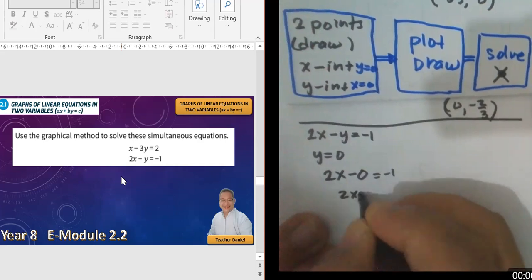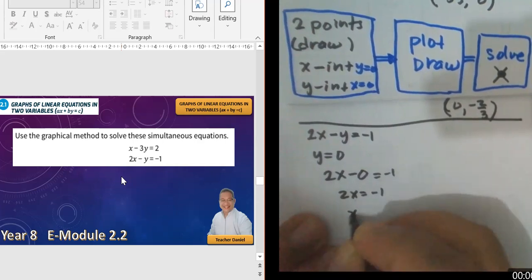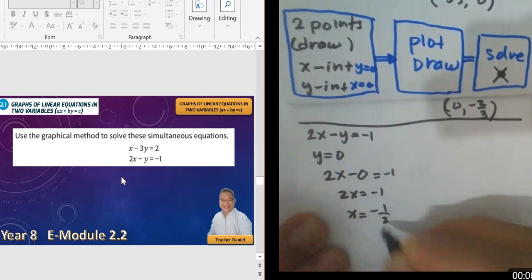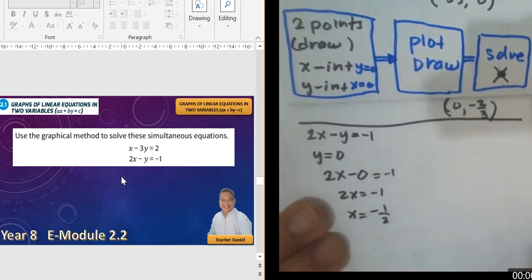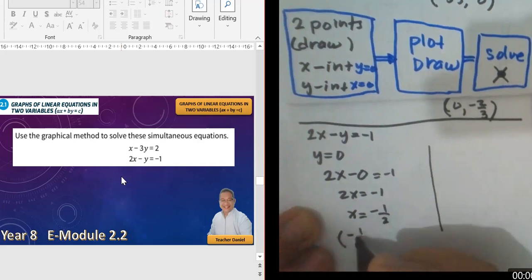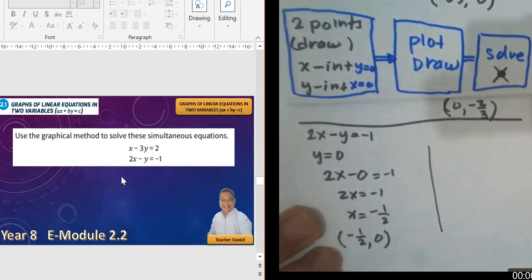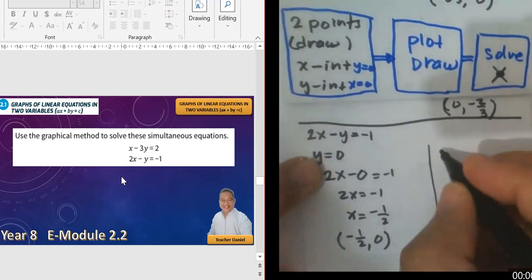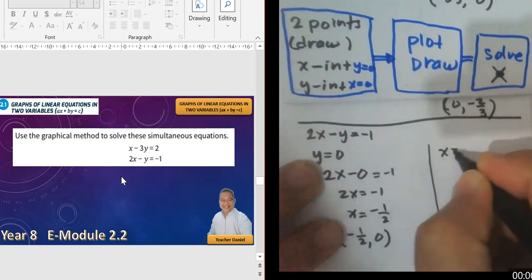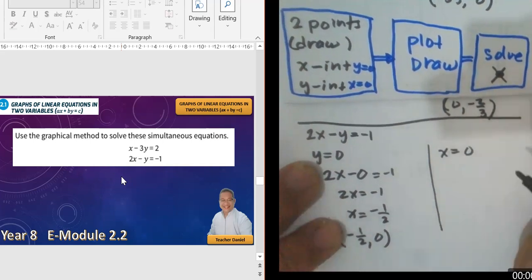So 2x equals negative 1. So x equals negative 1 over 2. Okay? So the coordinate now is (negative 1 half, 0). And then we're going to do the same thing for the y-intercept. We let x equal 0, and then solve for y.